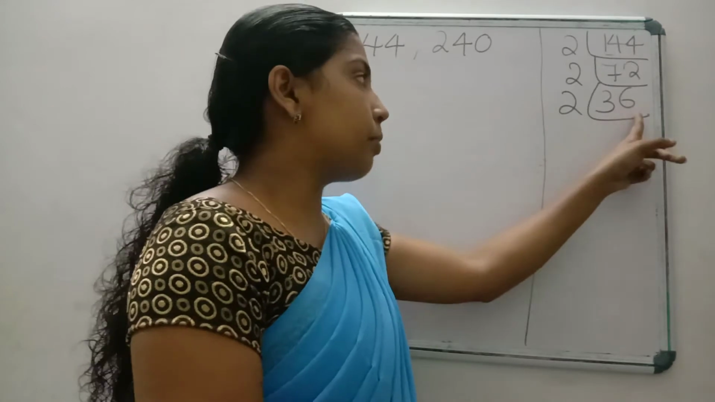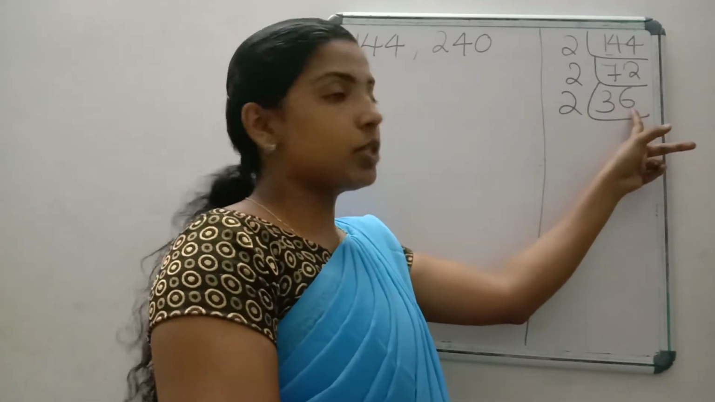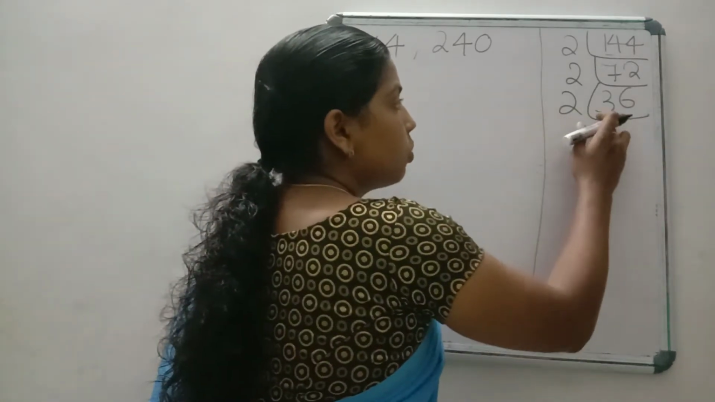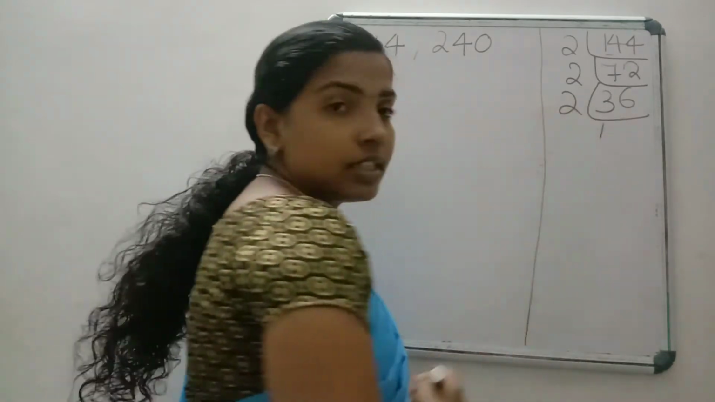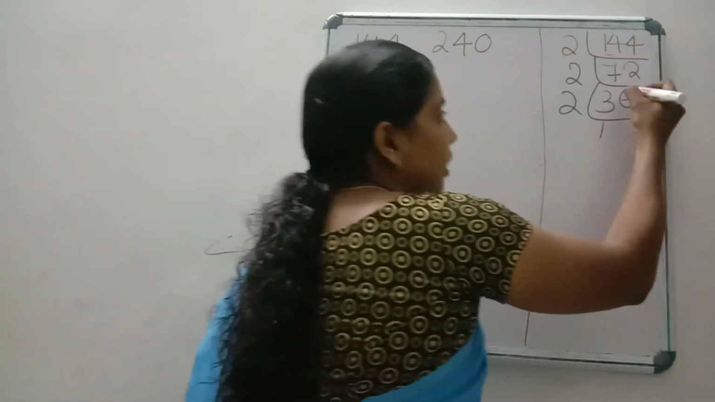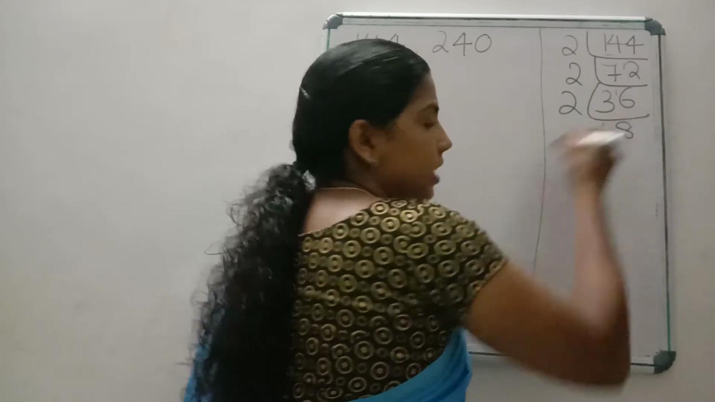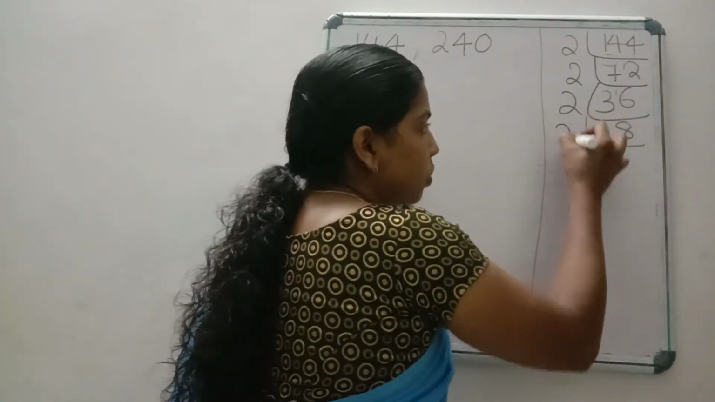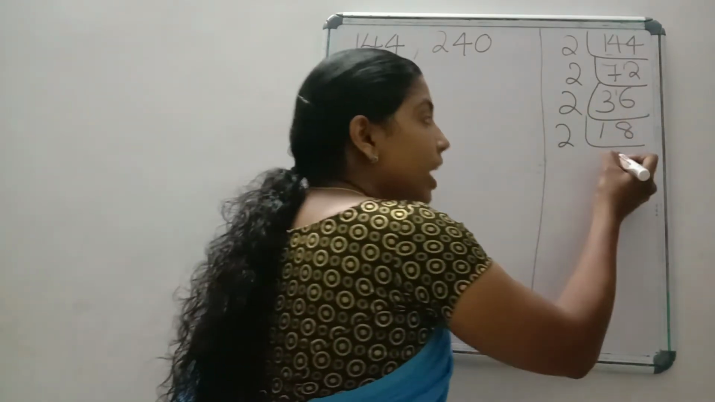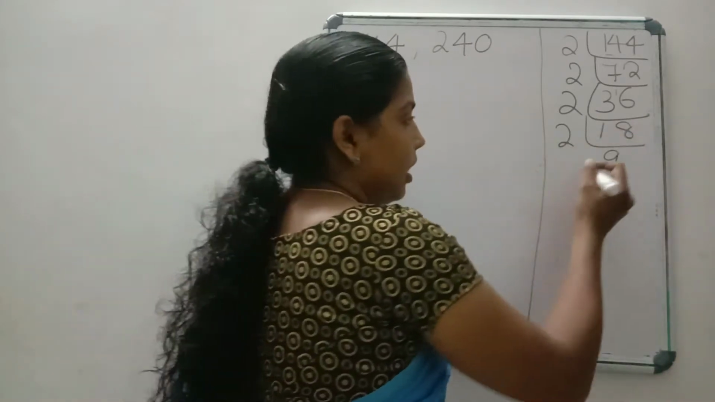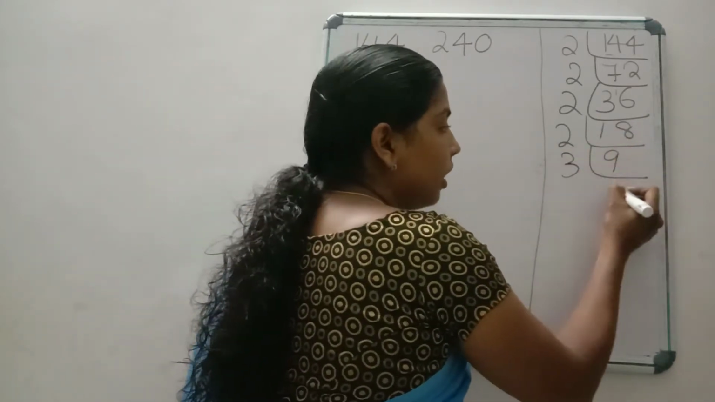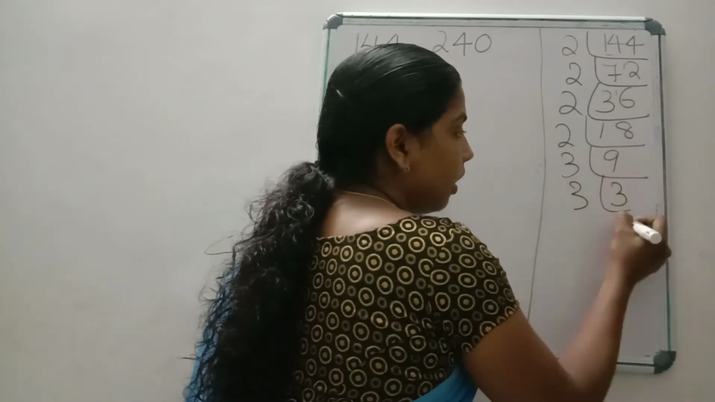See, it is possible to divide with 2 because the number in the ones place is 6. 2 into what is 3? 2 into 1 is 2. And 1 is remaining, we give that here. In 16, 8 times. Again with 2. In 18, how many times? 9. 2 9s are 18. Again this 9 can be done with 3. 3 3s are 9. 3 1s are 3.